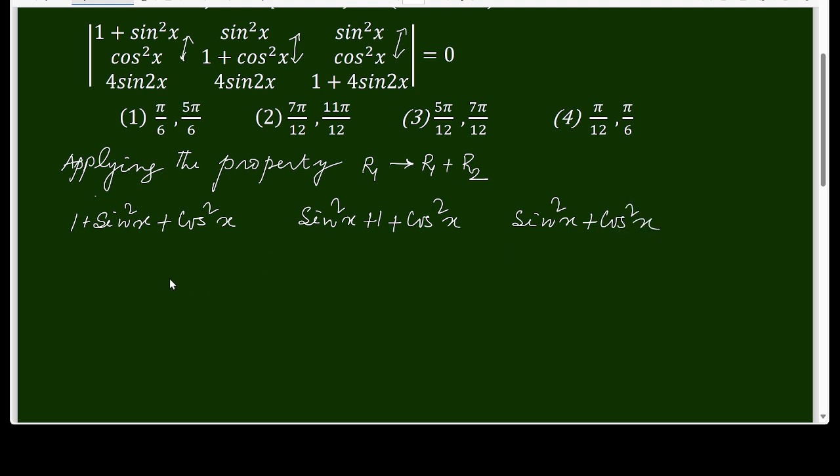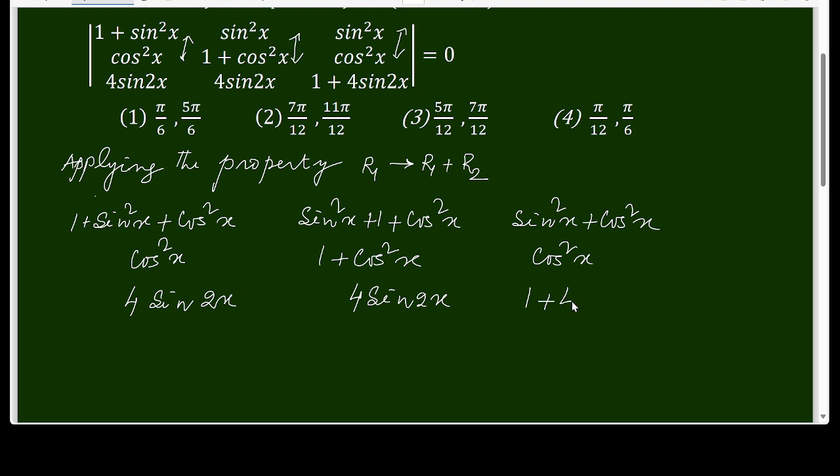and the second row will be as it is, cos square x, 1 plus cos square x, cos square x. Third row will be 4 sine 2x, 4 sine 2x, and 1 plus 4 sine 2x. I don't claim that this is the only method. You can apply other properties also.